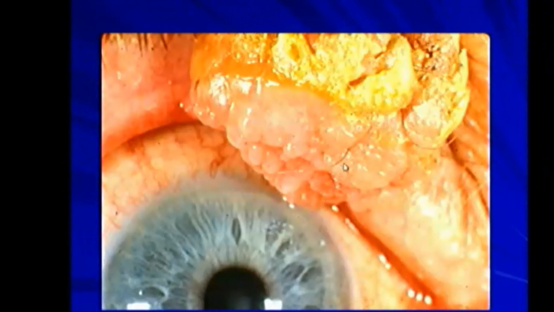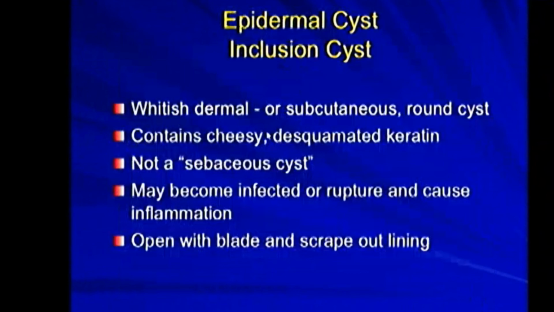Epidermal cyst, or people call it inclusion cyst, is another common benign lesion we see. It presents as a whitish dermal or subcutaneous round cyst. It contains cheesy desquamated keratin, not sebaceous material. So people call it sebaceous cyst, while the true name is epidermal cyst. I'm going to show you a picture of it. It may become infected or ruptured. Open it with a blade and you can just remove the content. Like this one. This is not a sebaceous cyst. This is an epidermal cyst. This is another picture of it.